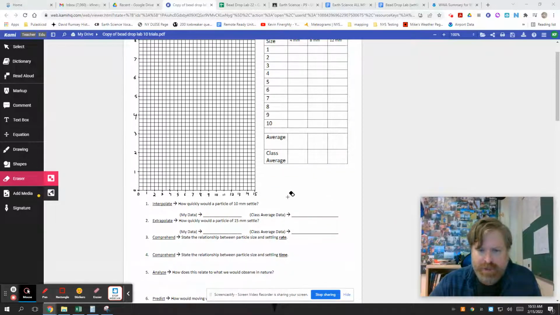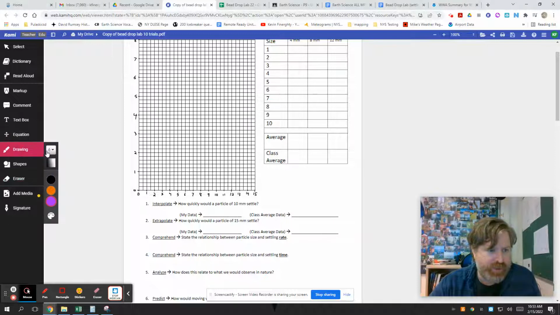Then, what you're going to do with your averages is plot your 3 points. So what I'm going to suggest is give yourself a nice big dot, like 6. Say my averages will be orange. My class averages will be purple. And you're going to plot.